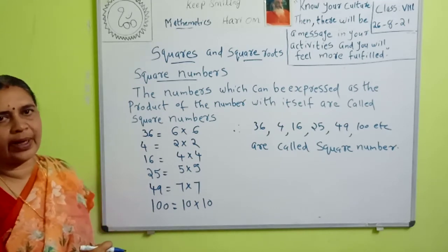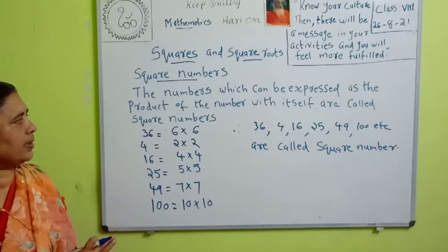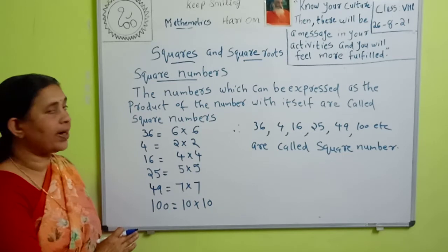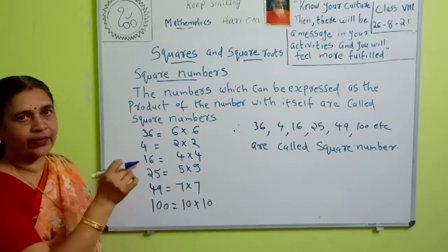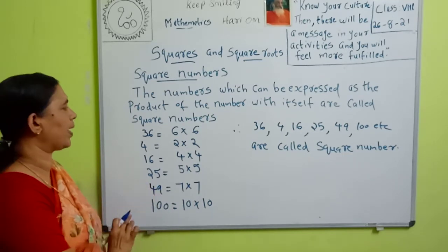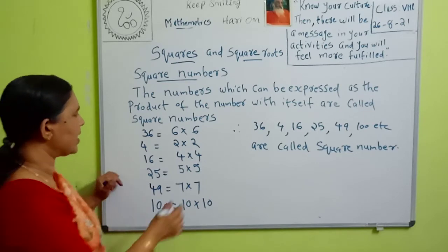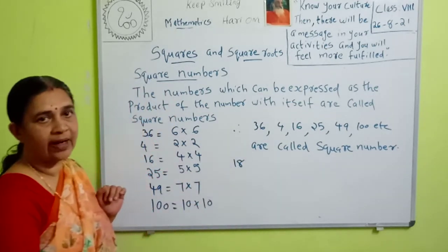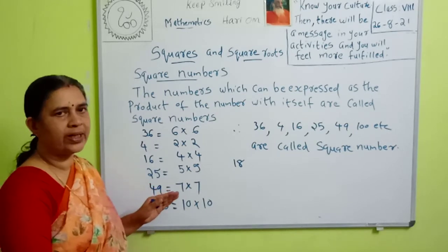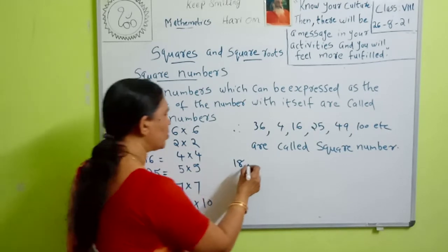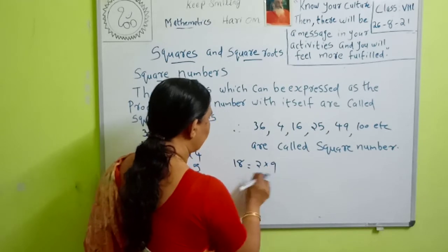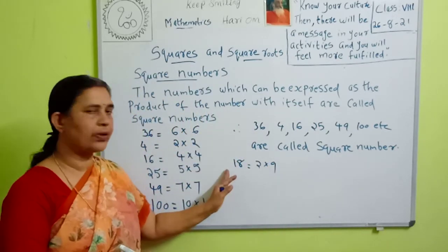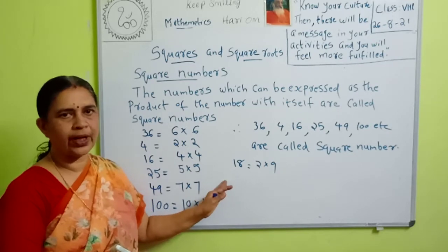So what is a square number? The numbers which can be expressed as the product of the number with itself. You remember it. For 18, can you write this as the product of the number with itself? We can write 18 as 2 into 9, but it is not of the form the product of the number with itself. So is it a square number? 18 is not a square number.